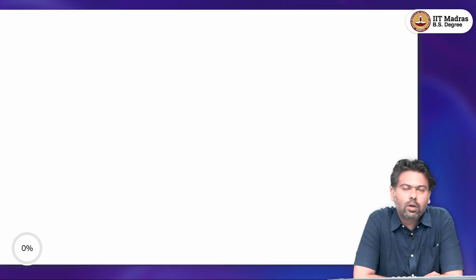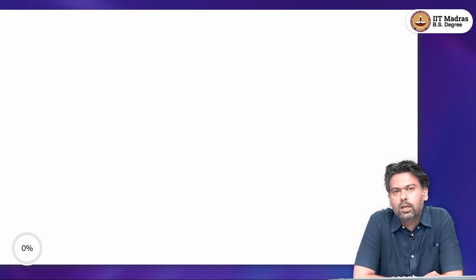Hello everyone, welcome back. So far we have looked at several things in this course, including unsupervised learning and supervised learning. In unsupervised learning we looked at the k-means algorithm for clustering, and in supervised learning we looked at the k-nearest neighbors algorithm, the decision tree algorithm, and at a high level the neural network algorithm as well.